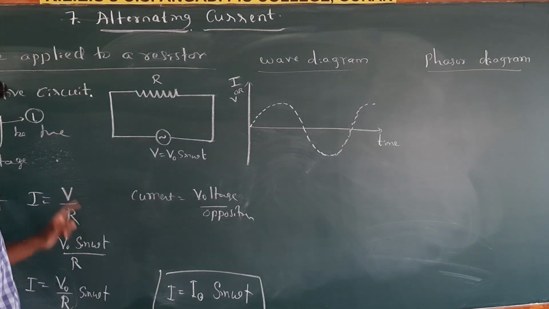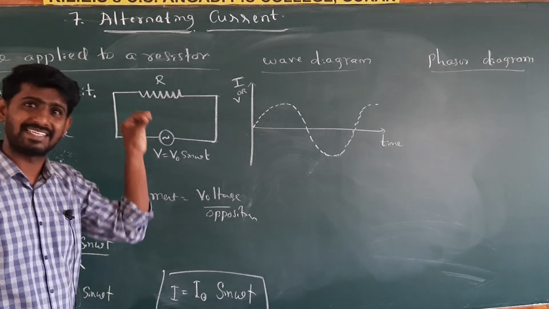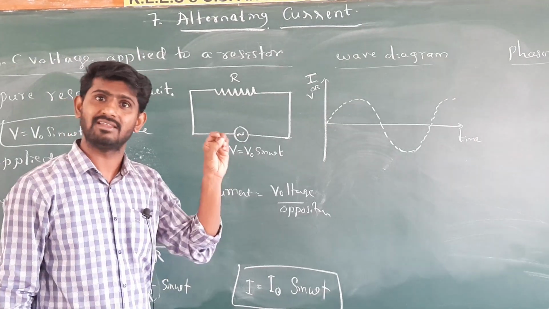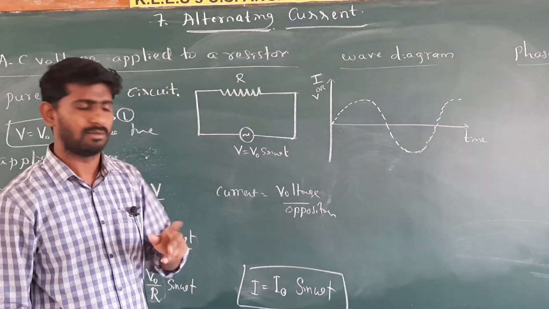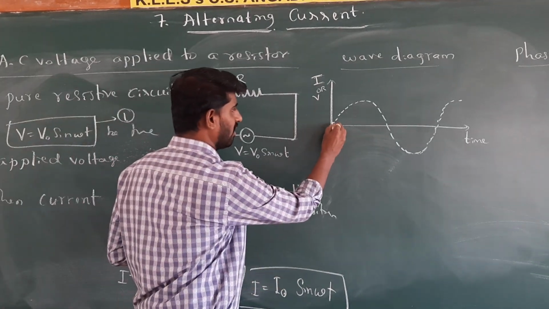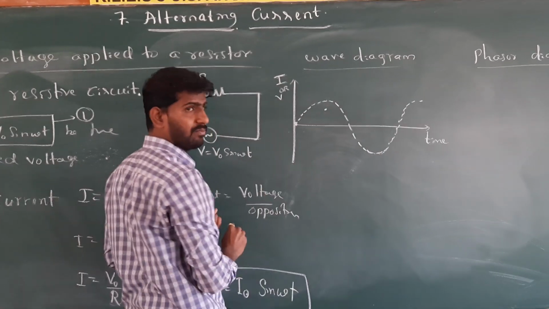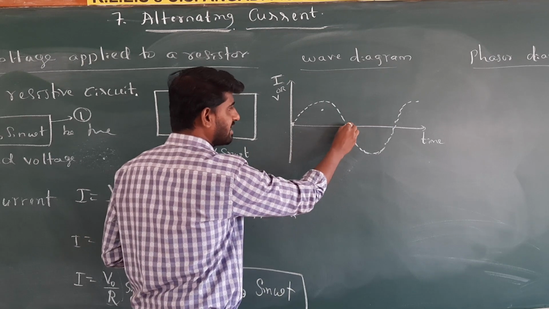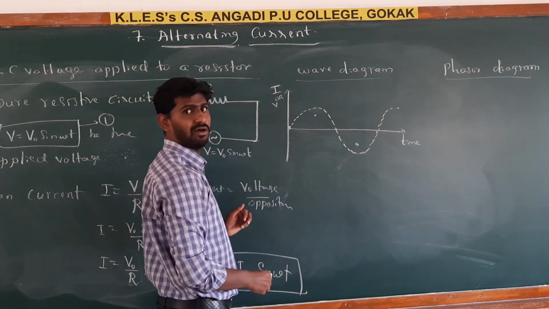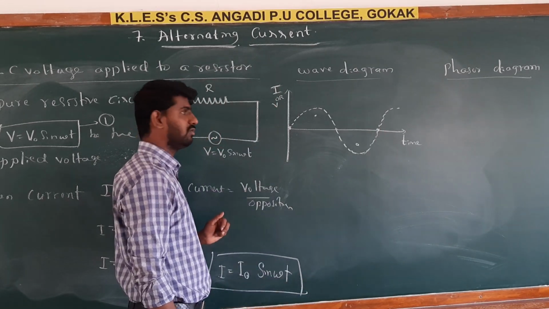See this here. When both are having the same phase, it means both attain the maximum value at the same time, both attain the minimum value at the same time, both attain 0 at the same time. Which are those both? Current and voltage. So when voltage is 0, current is also 0. When voltage is maximum, current is also maximum. When again voltage is 0, the current is also 0. When the voltage is minimum, meaning a negative value of the voltage, the current is also minimum. Again when voltage is 0, the current is also 0.